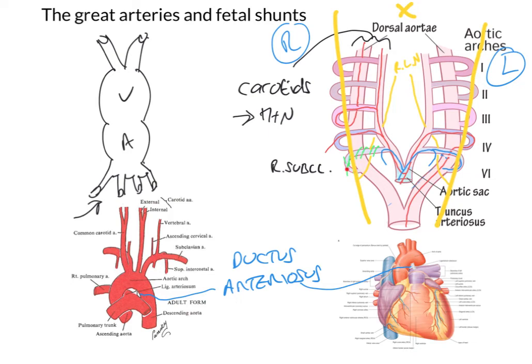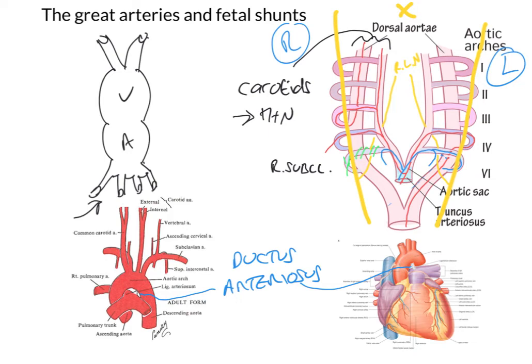So this right recurrent laryngeal nerve actually sits higher up than the left recurrent laryngeal nerve. In fact, the left recurrent laryngeal nerve loops around the arch of the aorta, closely associated to the ductus arteriosus, whilst the right recurrent laryngeal nerve loops around the right subclavian.